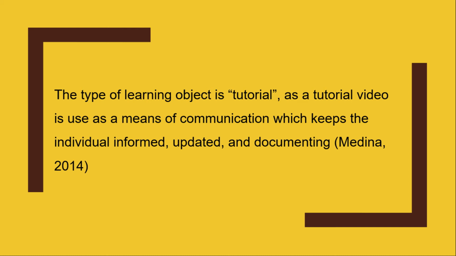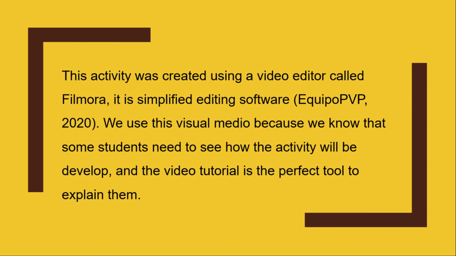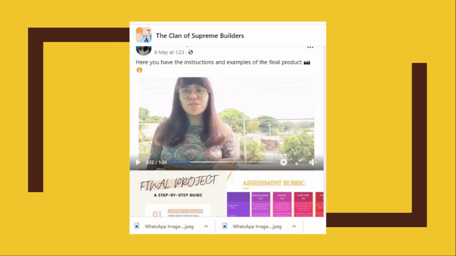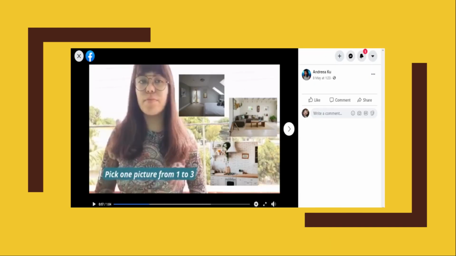As a tutorial video, it is used as a means of communication which keeps the individual informed, updated, and documented. This activity was created using a video editor called Filmora. It is simple editing software. We use this visual medium because we know that some students need to see how the activity will develop, and the video tutorial is a perfect tool to explain it to them. As we can see in the video, we have 3 different images for students to choose and create their own sentence.